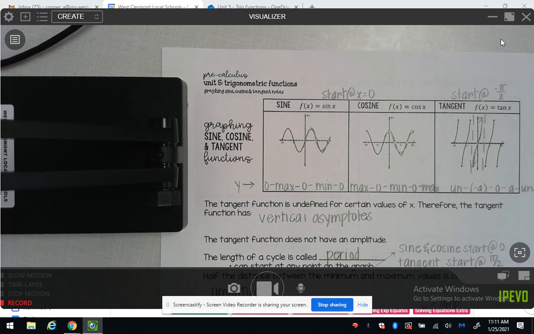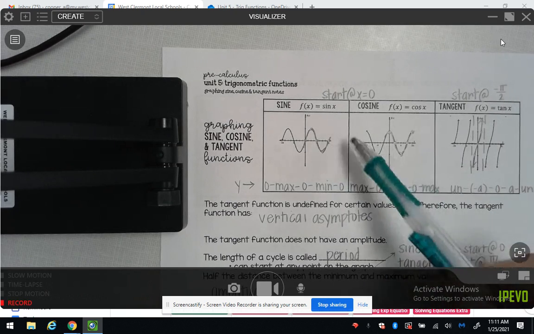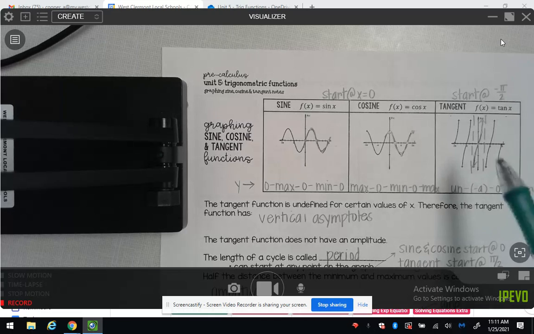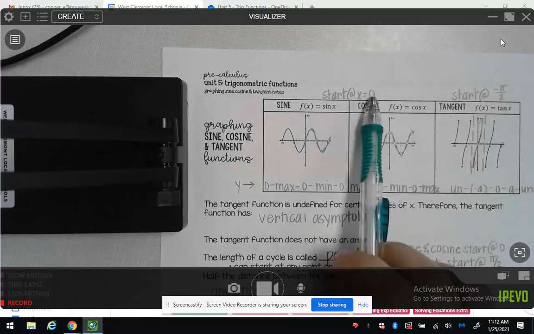This is your graphing sine and cosine and tangent functions notes. So sine and cosine are sinusoidal curves. They kind of go on and on forever. We're going to start them at x equals 0.